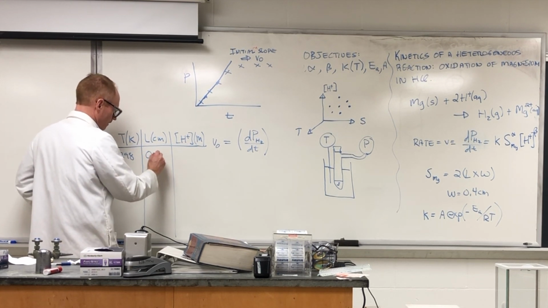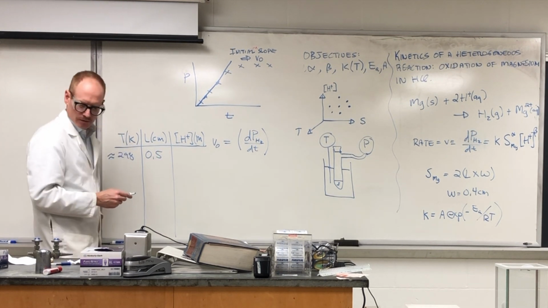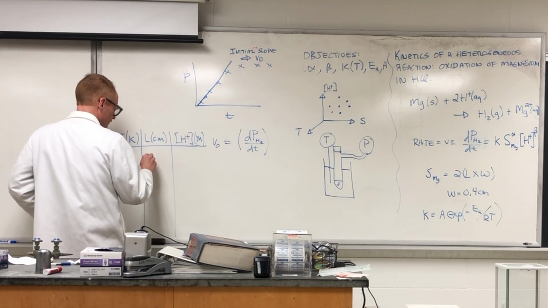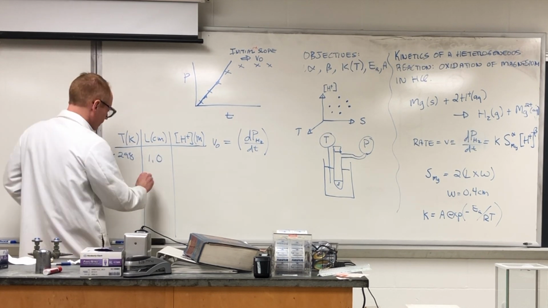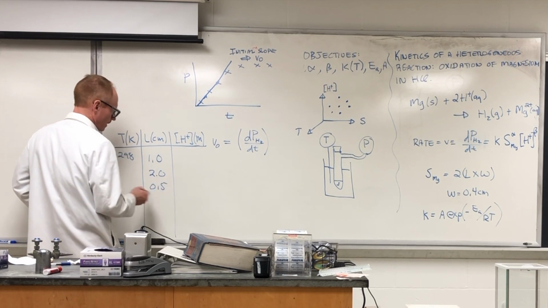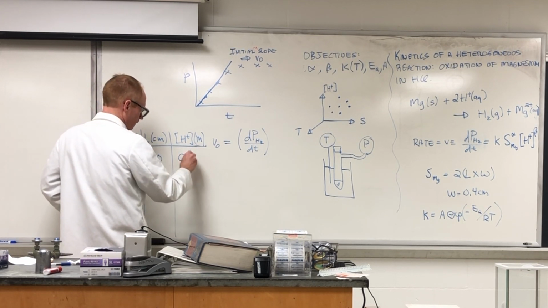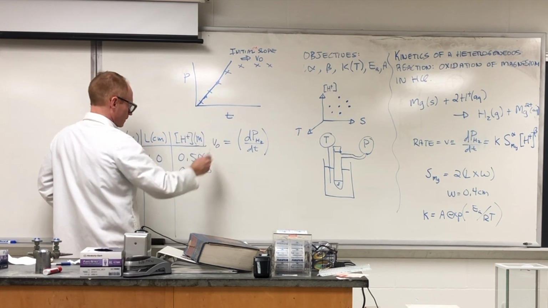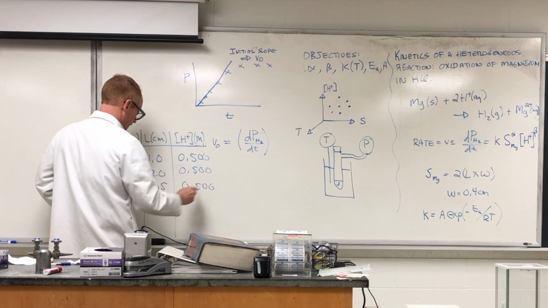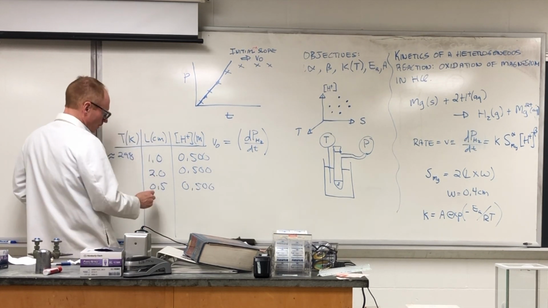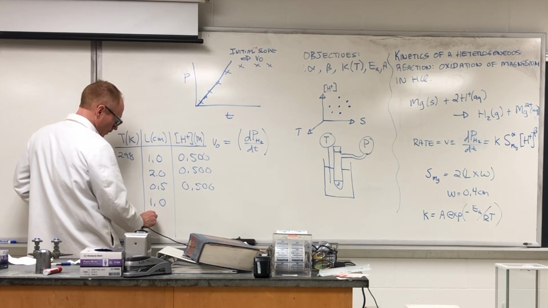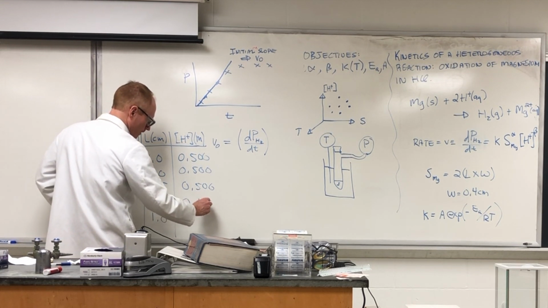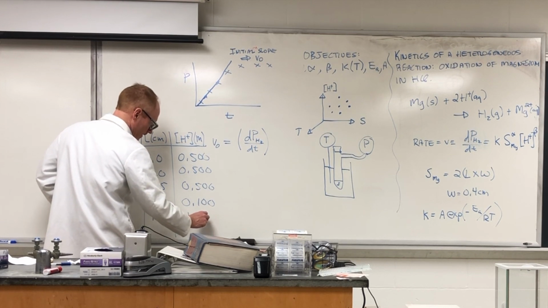First, you'll look at a 1 centimeter strip, a 2 centimeter strip, and a 0.5 centimeter strip, a half a centimeter, all at the same concentration of 0.500 molar. So that will correspond to varying the surface area while keeping everything else constant. Next, you will keep the 2 more trials at 1 centimeter strip, but now you will change the concentration, going down to 0.100 molar, and then in a concentrated run of 1.0 molar.